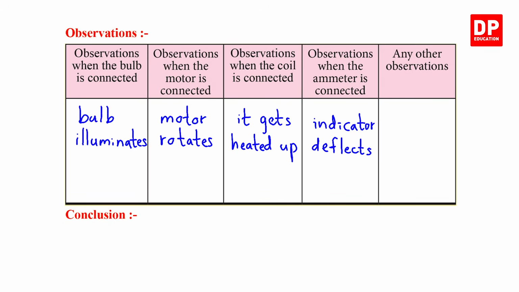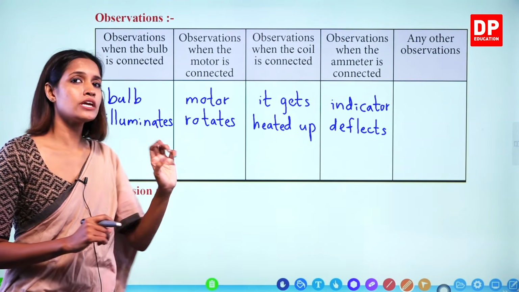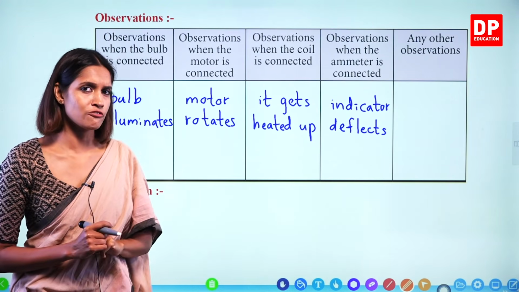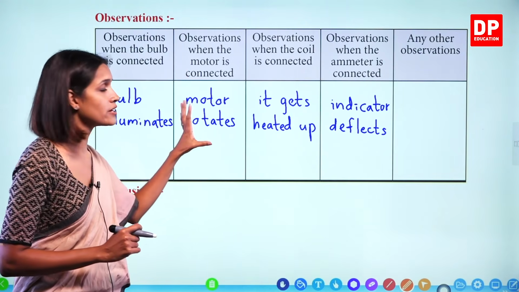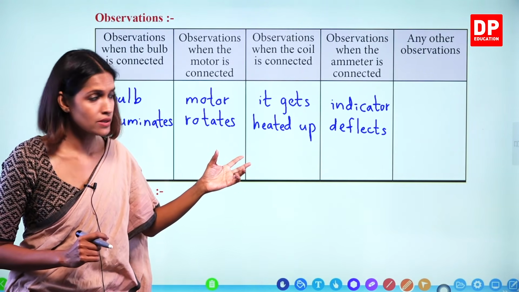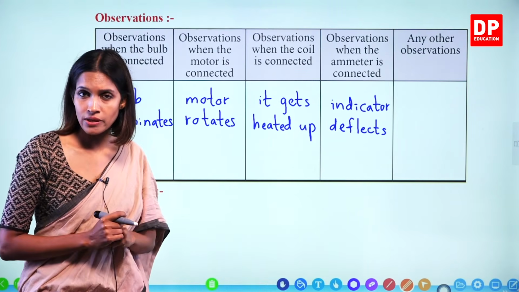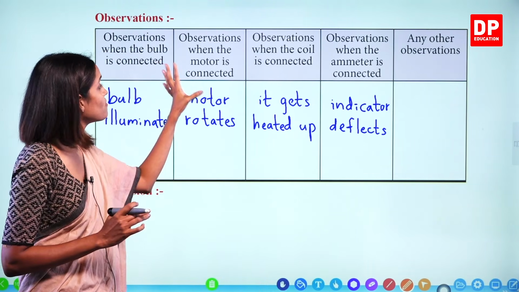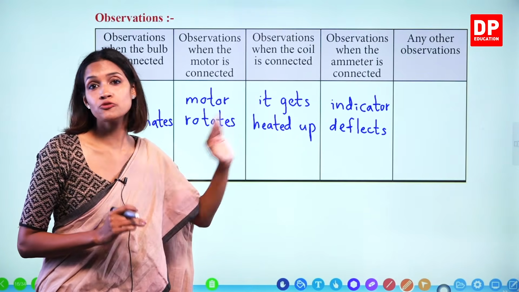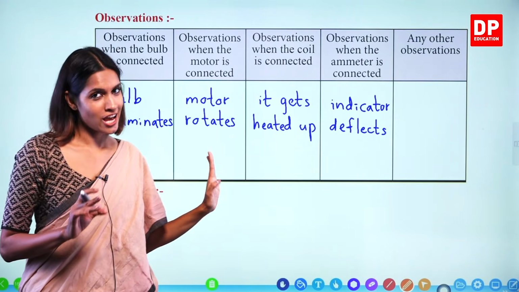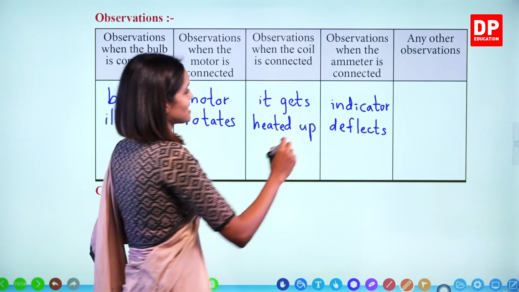And what is the other special observation? Did you see any of these observations for a long period of time? So what happens after connecting the bulb? It illuminates only for a short period of time. Even the motor rotates for a short period of time, right? Even the indicator deflects for a short period of time. It means these observations do not last for a long period of time. Understand? So we will write that as well.